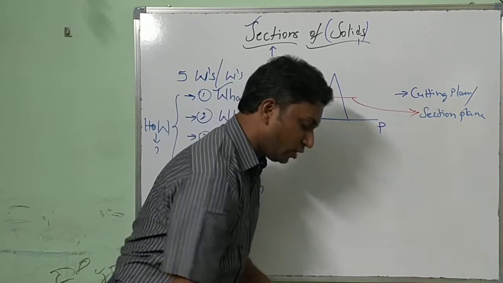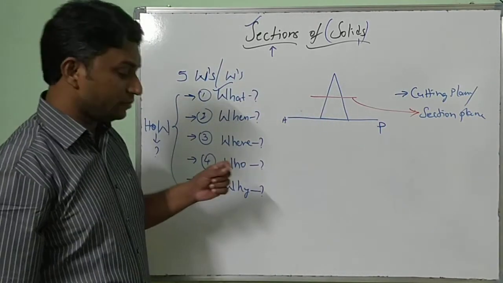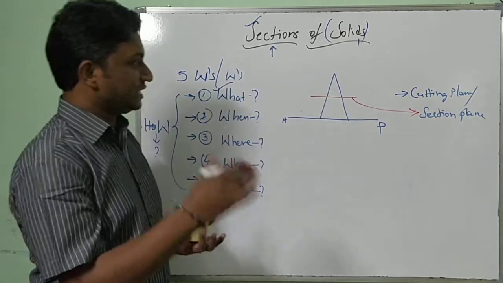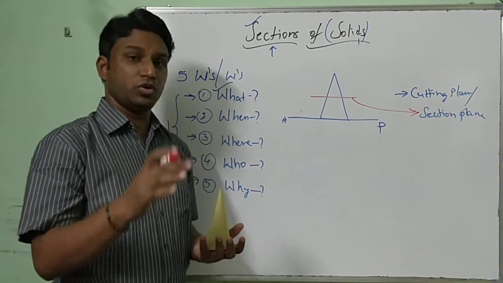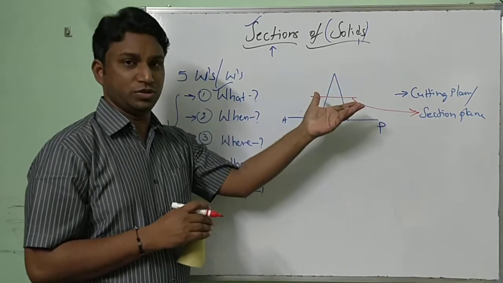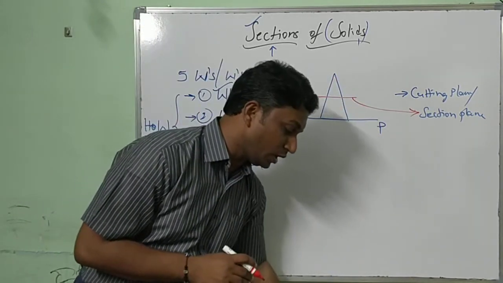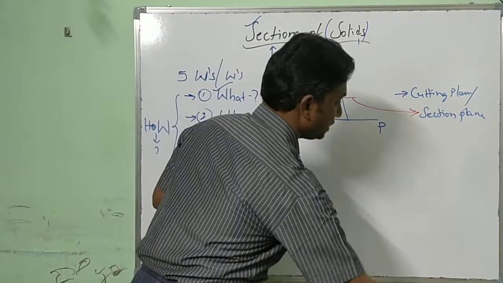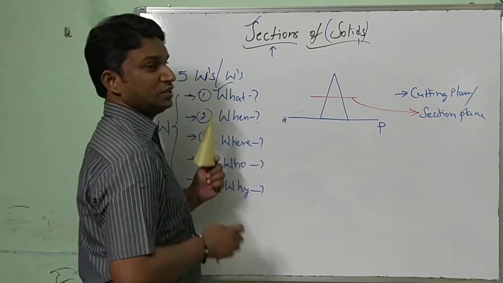Now after cutting, what will happen? Some section will form. What section will it form? The surface which is produced by cutting an object and removing the top portion, the remaining portion, is called the section.